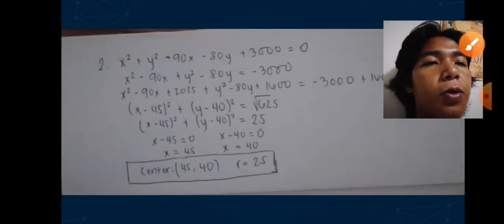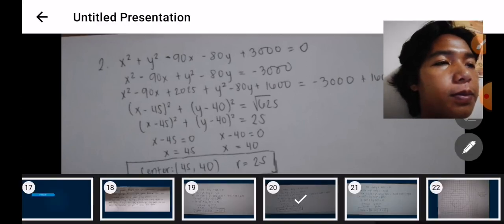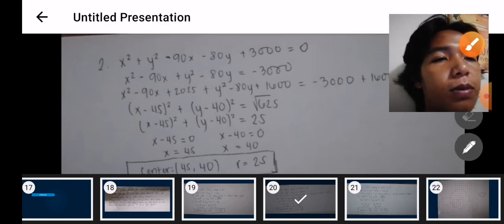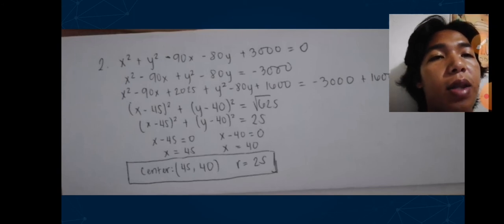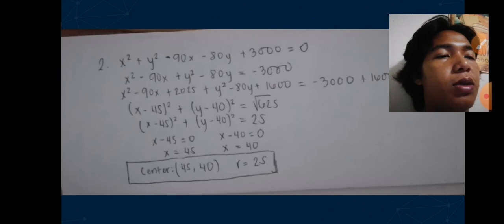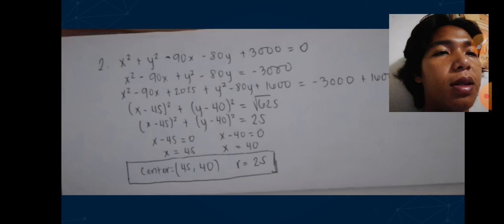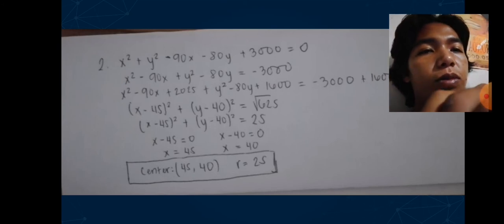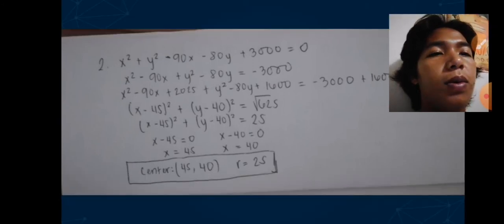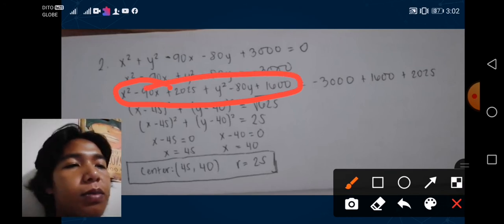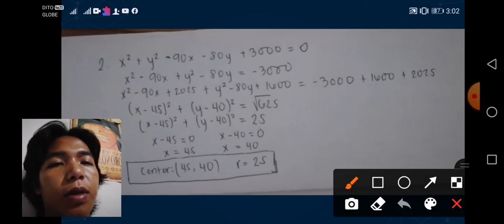Next, in number 2, just like in number 1, x squared plus y squared minus 90x minus 80y plus 3000 equals 0. So we arrange this. We transpose the positive 3000 into the right hand side, so it becomes negative 3000. Then we arrange the equation. We will use completing the square. So this is our final answer.